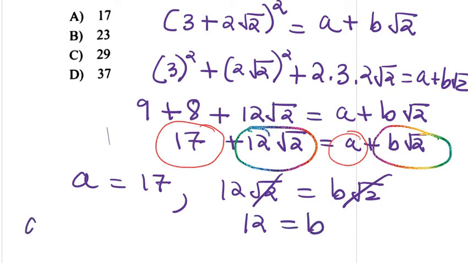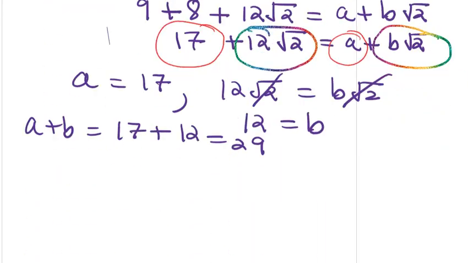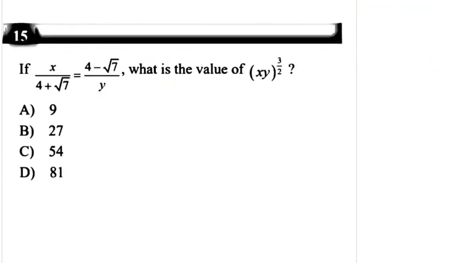Now if you add a + b, that is 17 + 12, that is going to give me 29, and my option is option number C. So this was question number 14. Let's move on to question number 15, students.